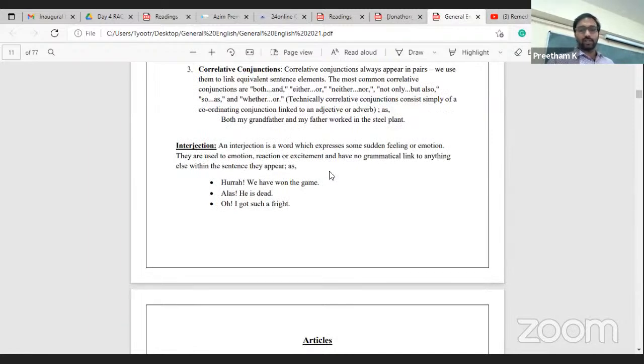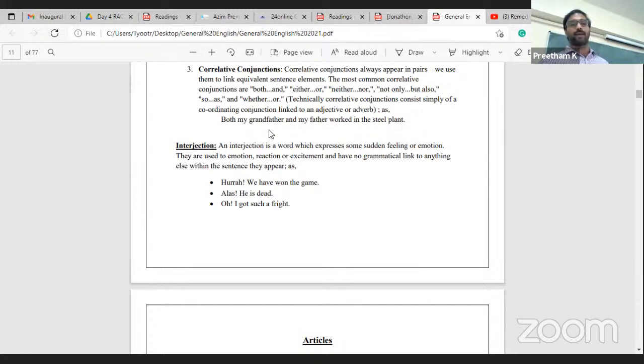Correlative conjunctions always appear in pairs. We use them to link equivalent sentence elements. The most common correlative conjunctions are both and. Correlative means it comes in pairs. Either or, neither nor, not only but also, like that. Both and, either or, neither nor, not only but also, as so, whether or. Technically, correlative conjunctions consist simply of a coordinating conjunction linked to an adjective or adverb.